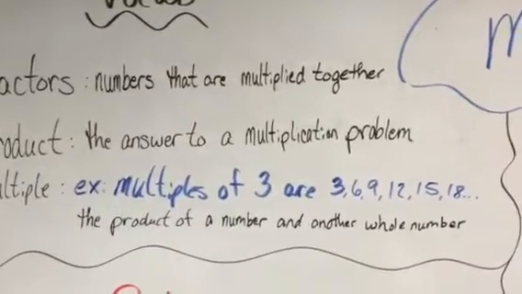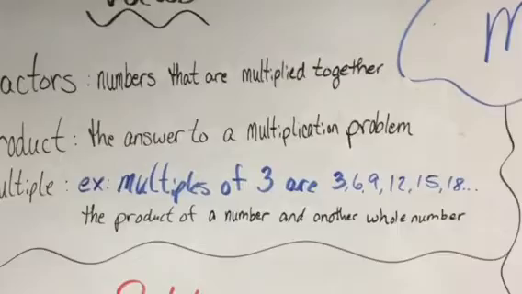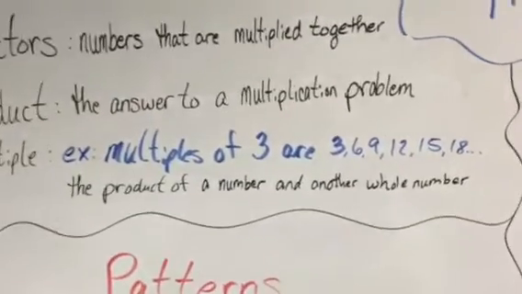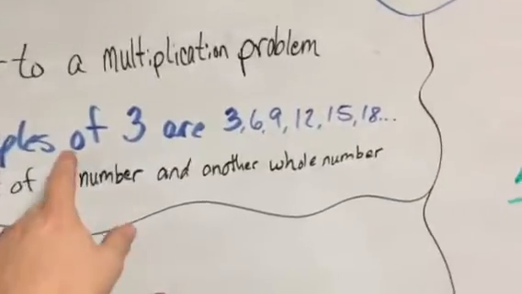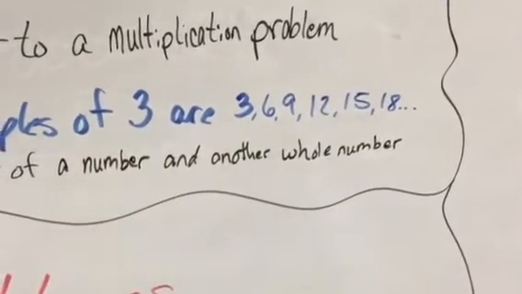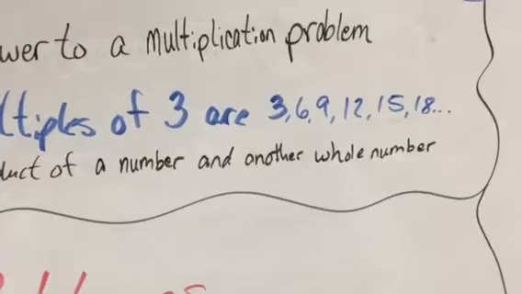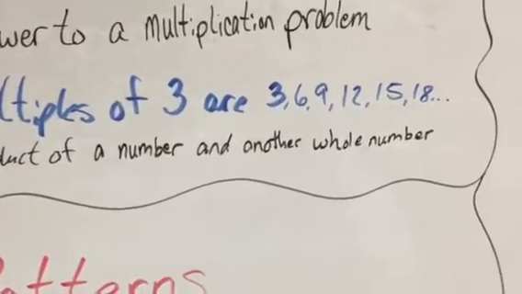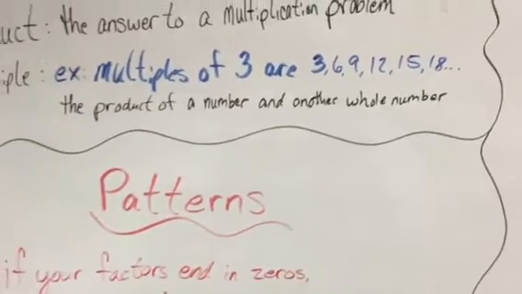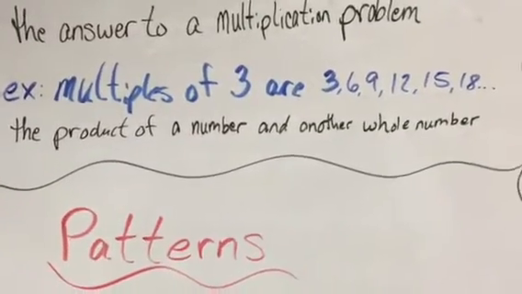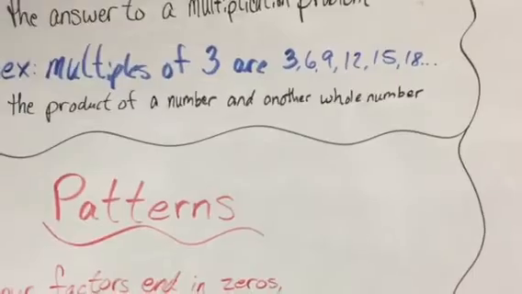And multiples, I put an example first because I think it's a little bit easier to understand if you can see an example or a picture of it. Multiples of 3 are 3, 6, 9, 12, 15, 18, and they go on forever. So now let's look at the definition. It's the product of a number and another whole number. Well, what does that mean?